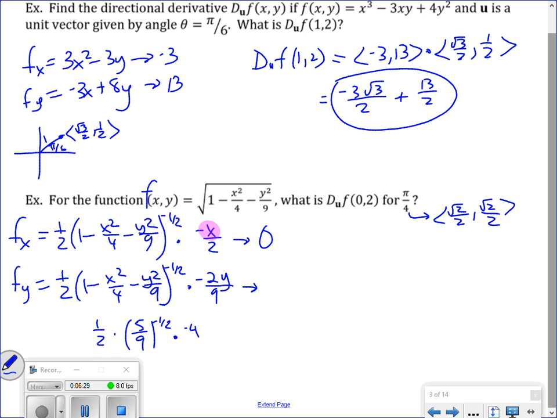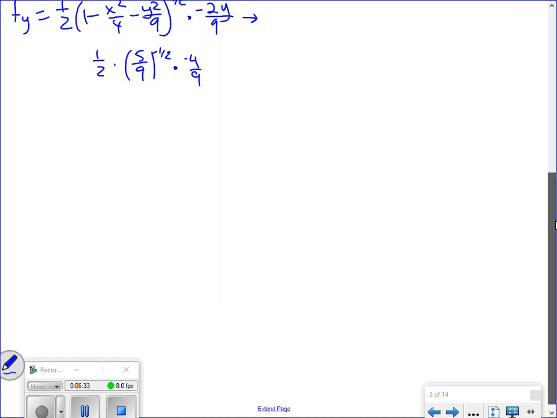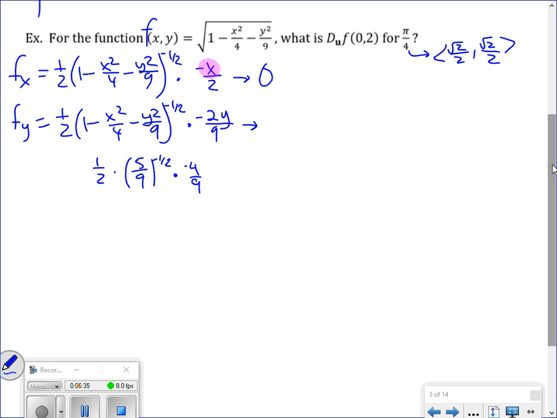So let's just clean that up a bit. My negative 1/2 power on the 5/9 is going to flip it over, so it's going to be 9/5, and the square root will be turned into 3 over √5 when I do my square root, times 1/2 times -4/9. So with some cancellation, that's 1 and that's 3. That's 2 and that's 1. So I end up here with -2/(3√5).